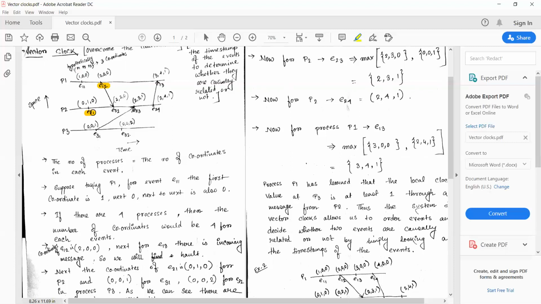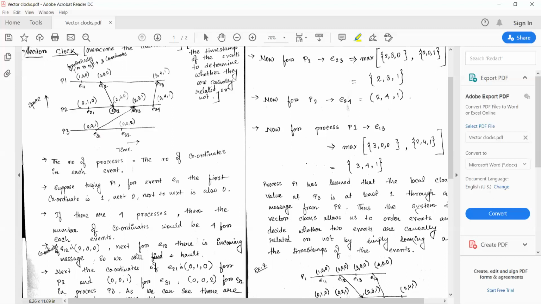Let's start with E21. For E21, which value will we get? There are no incoming messages from P1 and P3, so for P1 and P3 the value is 0. But what is the value of P2? The value of P2 is 1. Next, we find the value of E31. What will be the value? 0, 0, 1, because there are no incoming messages. We are just changing the value of P3 because we are starting here. Next, what will be the value of E32? That is 0, 0, 2, because 1 plus 1 is 2.